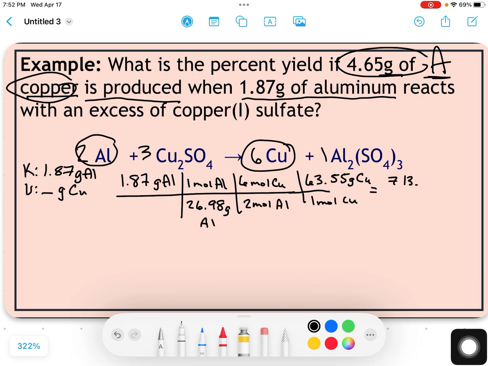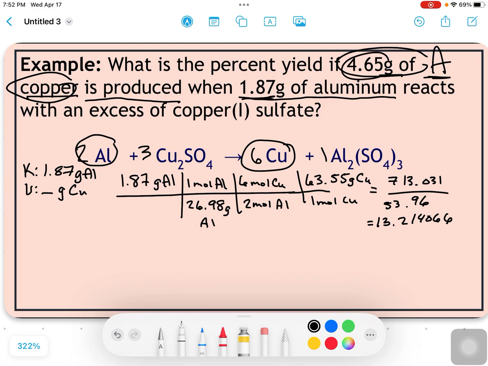I should get 713.031. Multiply across the bottom. I should get 53.96. I divide those two, and I get an answer of 13.214066. I'm still going to put it into sig figs.